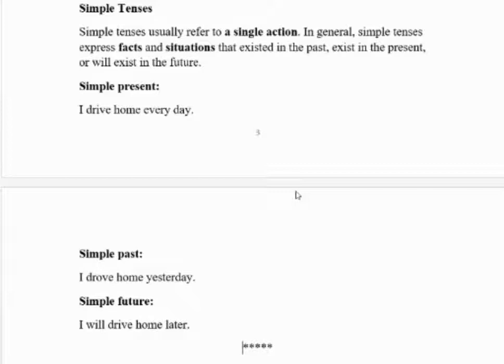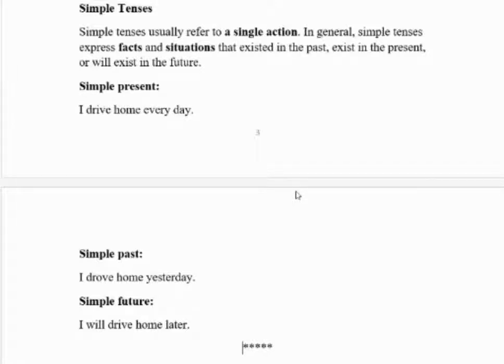For example, let me give you an example. Iraq is a Middle Eastern country. This is a fact. So I'm using the simple tense of the verb to be. Or, I drive home every day. This is something I do usually. It's a fact concerning me.